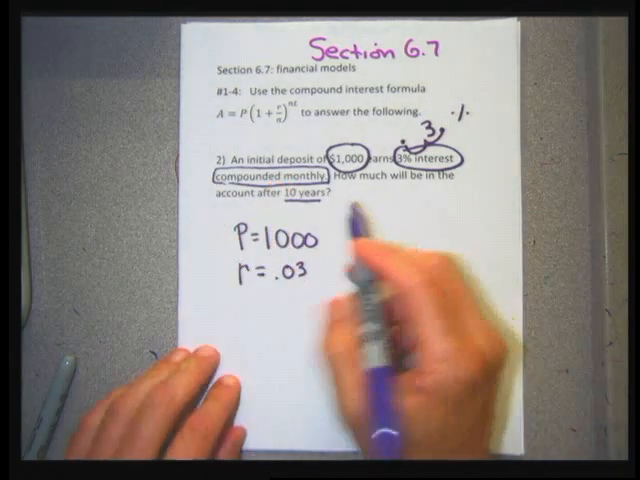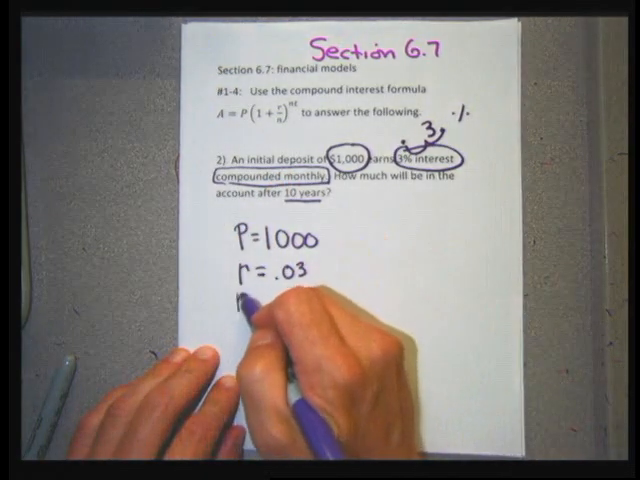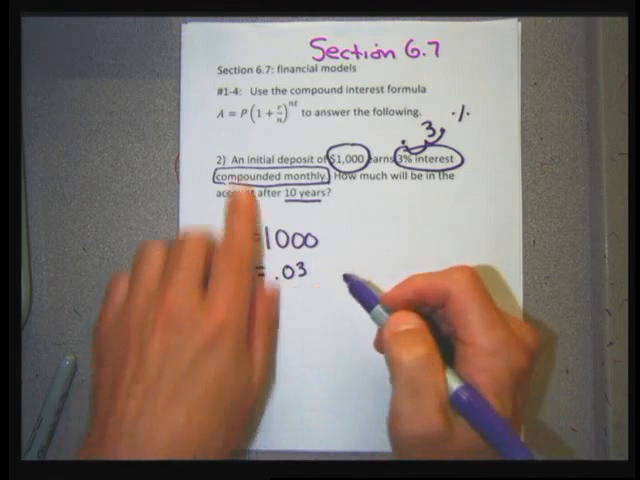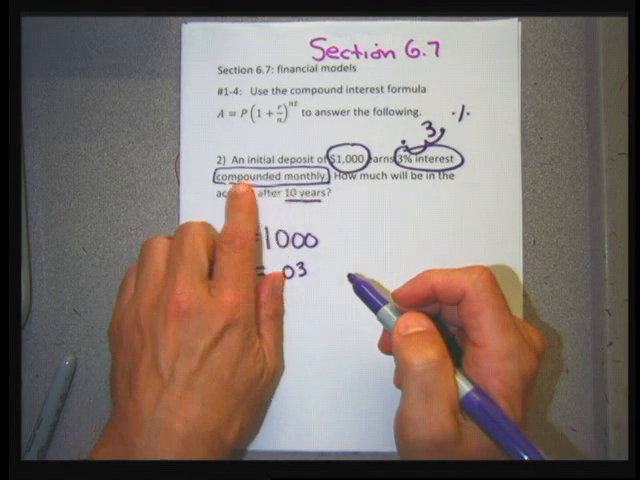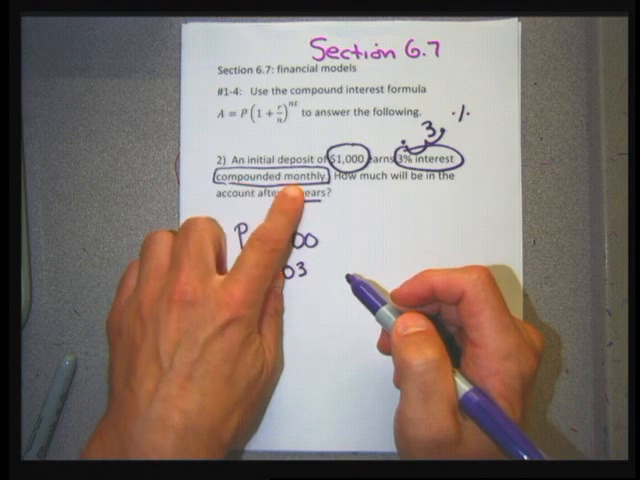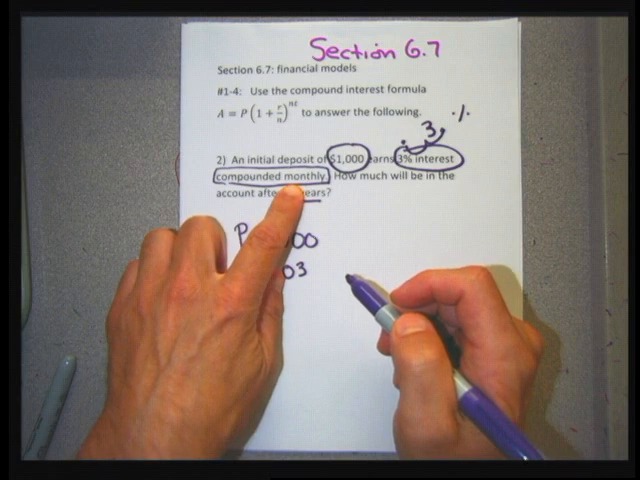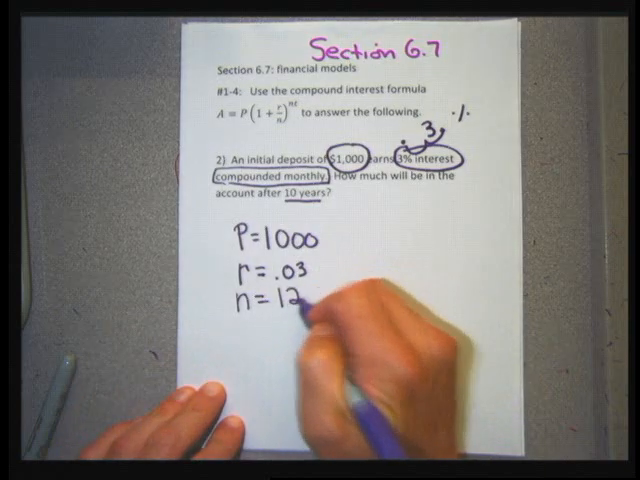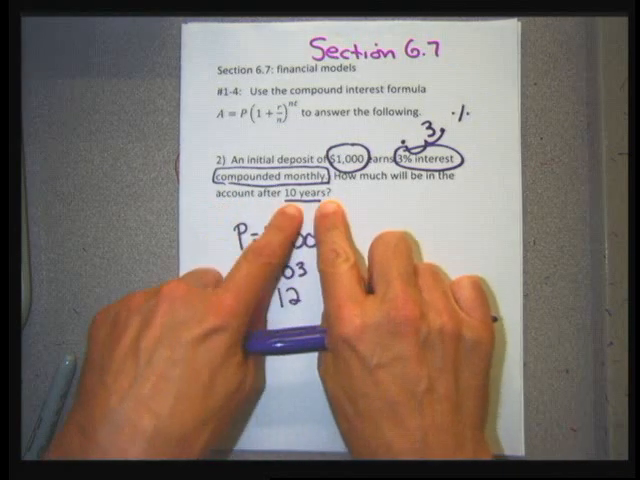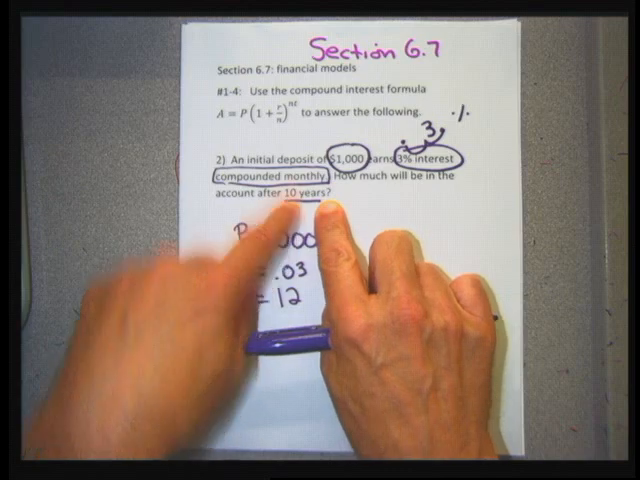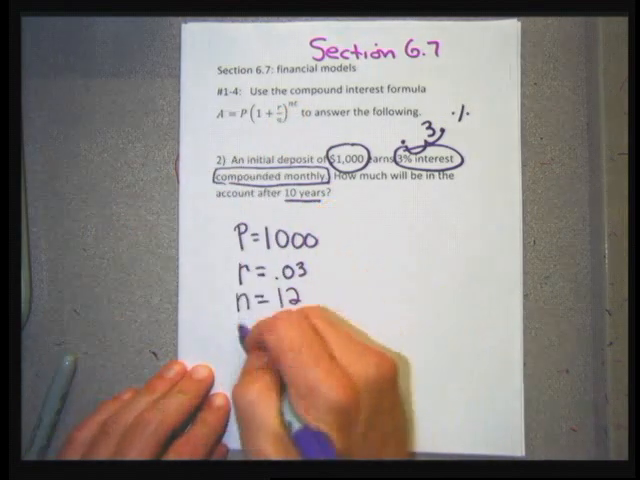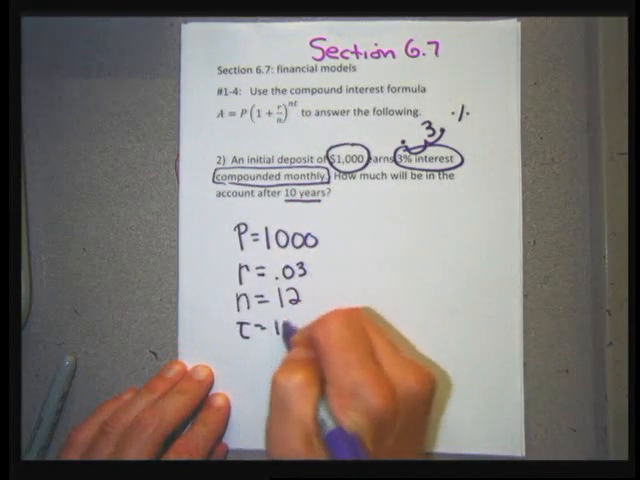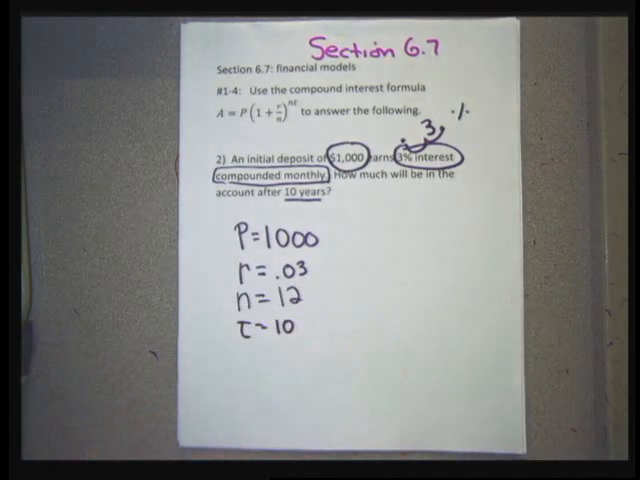The N has to do with the number of times interest is paid each year. I get clued into the N when I see the word compounded. The word after compounded tells me what the N should be. Because there are 12 months in the year, the N is going to be 12. And the last thing that I have underlined, the 10 years, is a time frame, so I'm going to write T equal to 10. I'm going to take those four values and plug them into the formula.